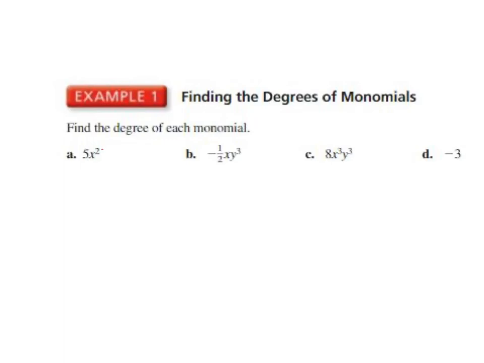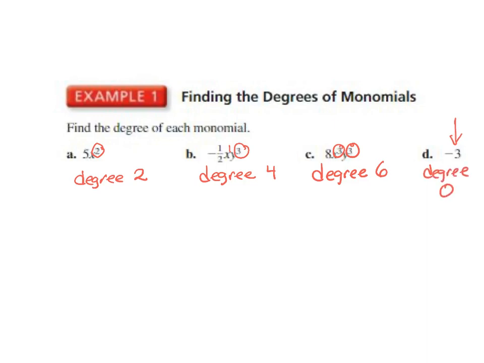We have squared. There's no other variable, so the degree is 2. Here, we have a cubed and a 1, so our degree is the sum of those, degree 4. Here we have a 3 and a 3, so the degree is the sum of those, which is a degree of 6. This is a constant term. It never changes. It has a degree of 0. And that is our terminology for monomials. There are no more pages in my slideshow, so we're done.